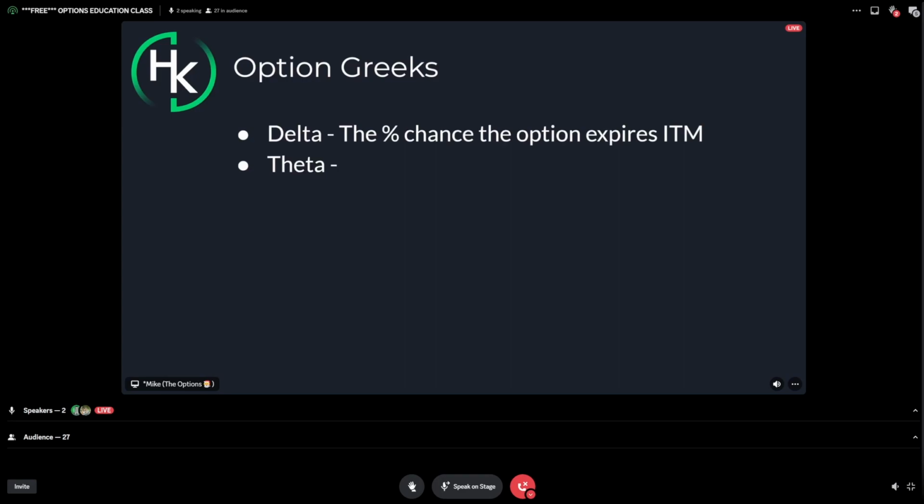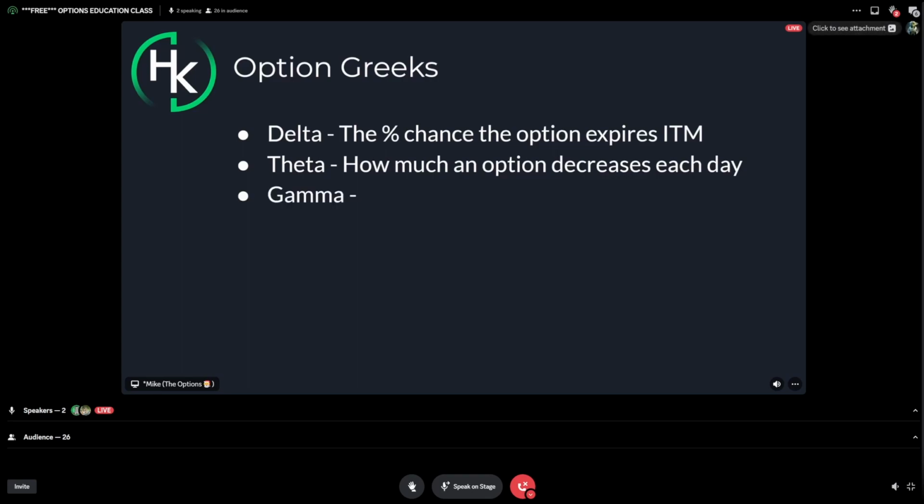Theta is another very important concept to understand, and that's how much an option decreases each day. Because options expire as time goes on, they will lose value each day, and that is denoted by theta. And the theta will pretty much estimate how much value an option is expected to go down each day, due just to time decay.